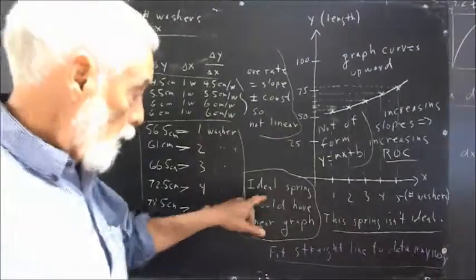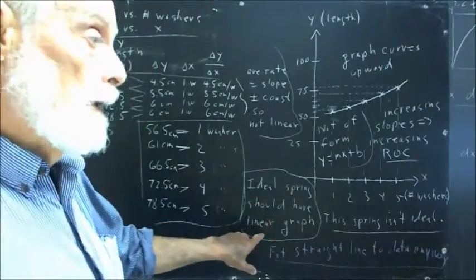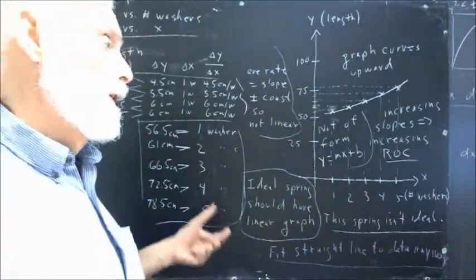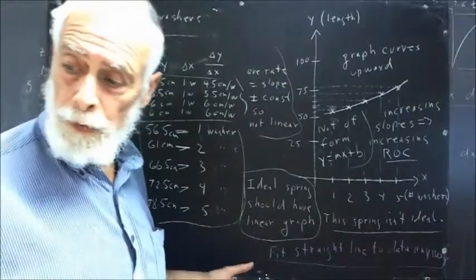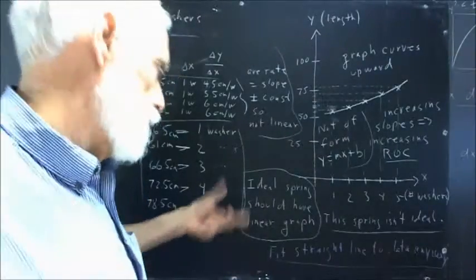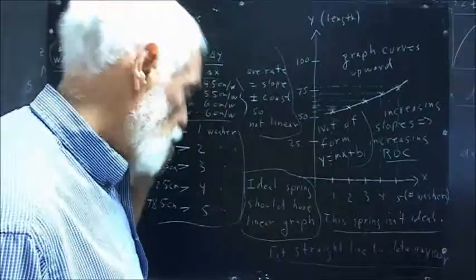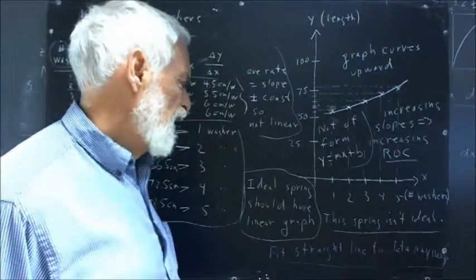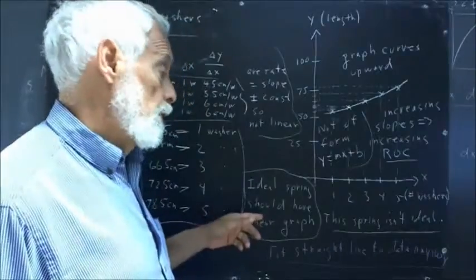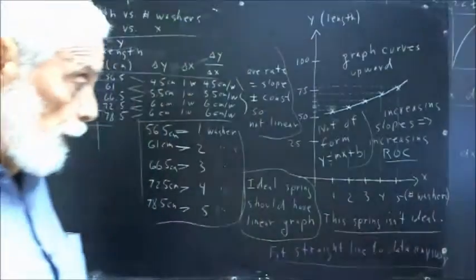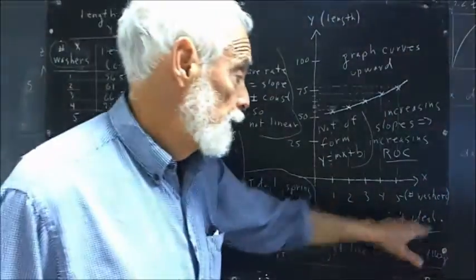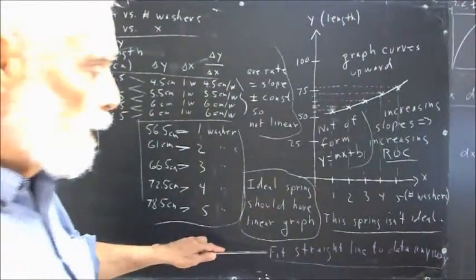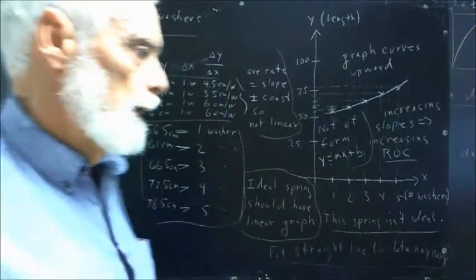Now, ideally, a spring should give us a linear graph when we do this, but no real spring is quite ideal. And it turns out that this spring has a mass that's pretty close to the mass of the washers, probably equal to the mass of a couple washers, and it's not a real good spring to use if you want to get a linear graph. So this spring is not ideal for a number of reasons. Whether it is or not, we're going to fit a straight line to this data.